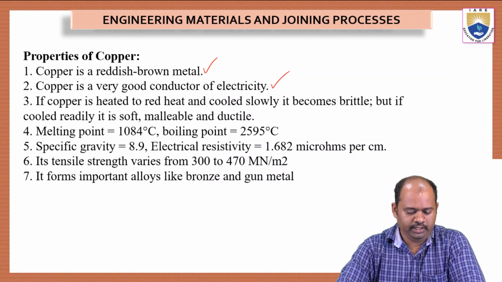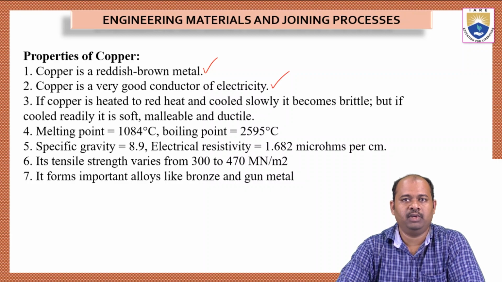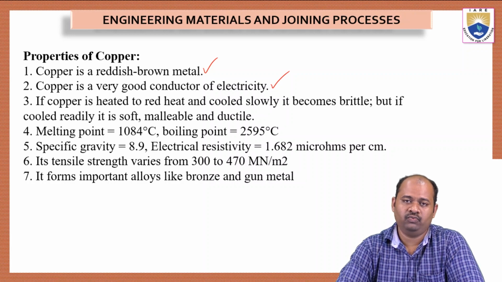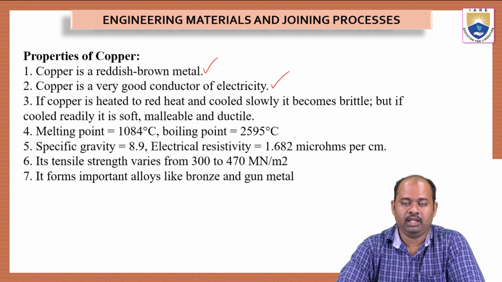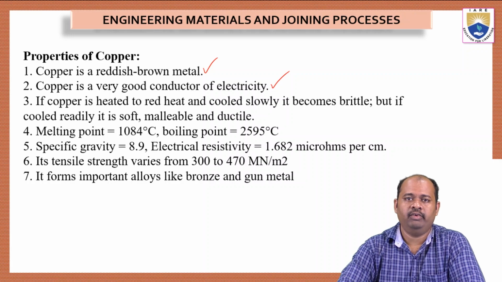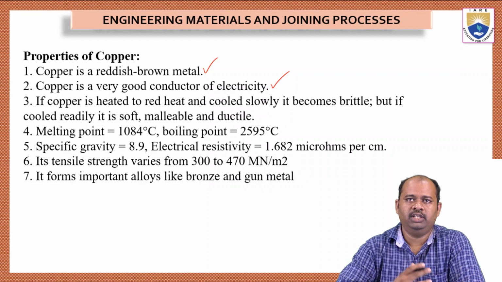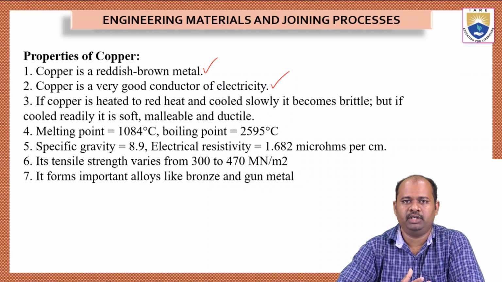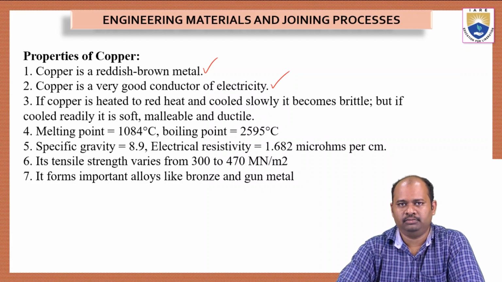Then the tensile strength varies from 300 to 470 meganewtons per square meter. So copper is not as strong as iron, but it has some tensile strength, about 300 to 470 meganewtons. It forms important alloys like bronze and gunmetal when combined with other minerals. These exhibit different properties compared to copper.